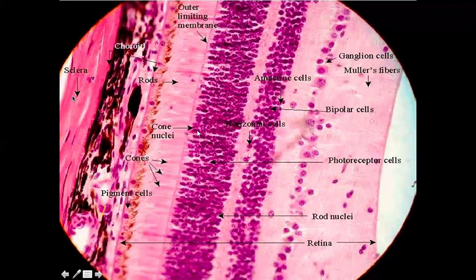Okay? So as you can see, ang daming layers ng retina. But we will not go to this in detail because this will be studied under special senses. I just want to emphasize, or to show you, that this is an example of neuroepithelium. This is a lining epithelium of our retina. Okay.